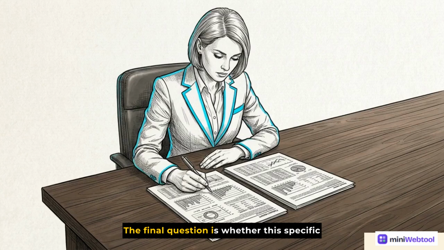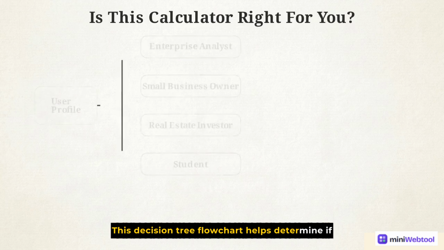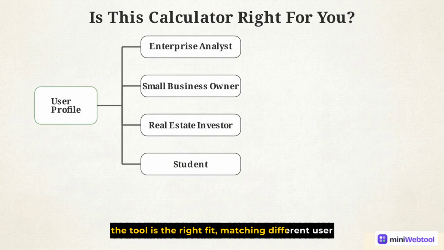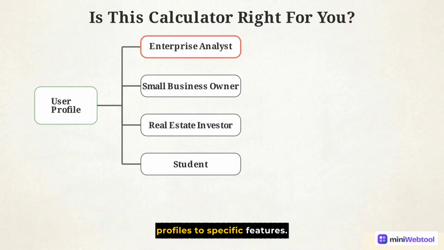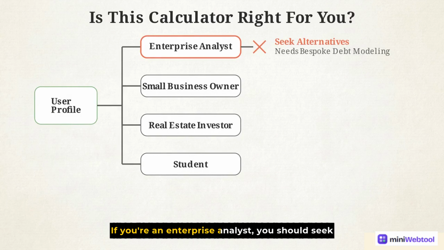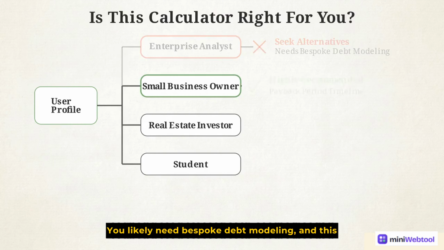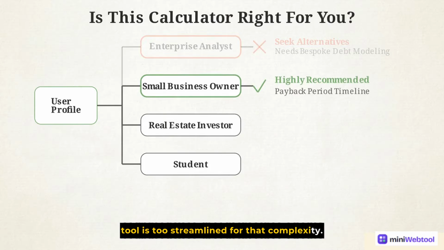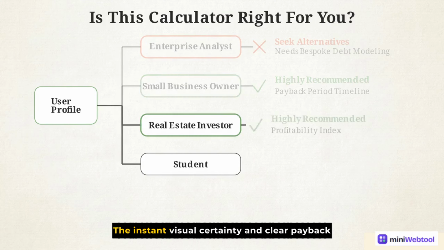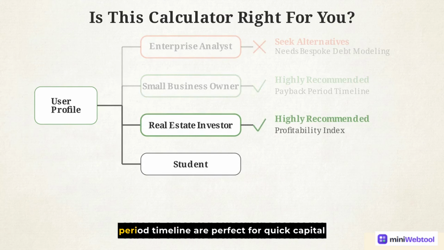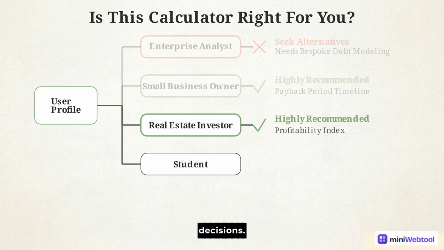The final question is whether this specific calculator aligns with your strategic needs. This decision tree flowchart helps determine if the tool is the right fit, matching different user profiles to specific features. If you're an enterprise analyst, you should seek alternatives. You likely need bespoke debt modeling, and this tool is too streamlined for that complexity. For small business owners, it is highly recommended. The instant visual certainty and clear payback period timeline are perfect for quick capital decisions.